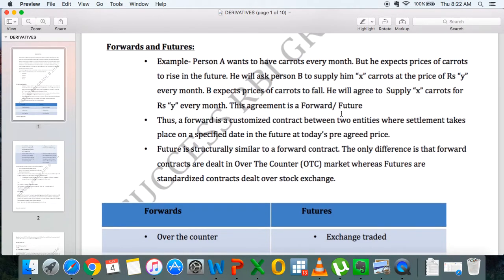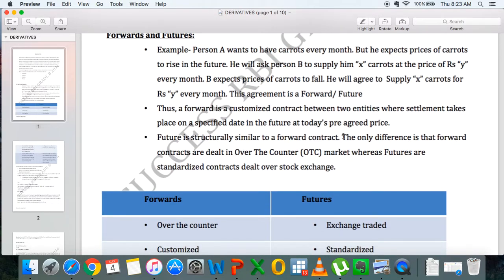Now, this agreement, the example of carrots being agreed upon between A and B, is a very customized agreement. Customized means I have some needs, you have some expectations, A and B, and both of them come together and make an agreement. This is a customized agreement. This is called a forward.